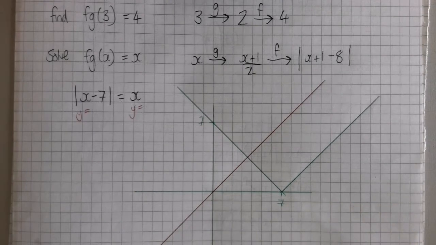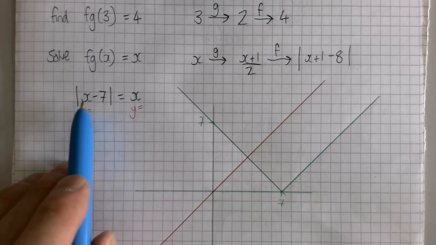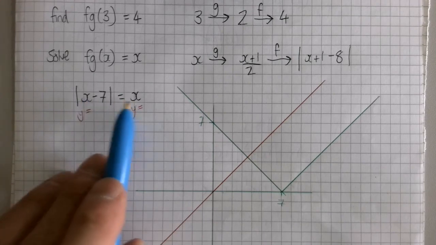Now this emphasises, I think, the importance of doing a sketch, because if you just said, well, I know from last week it's either going to be when x minus 7 equals x, or when minus x plus 7 equals x, and you solved those two equations, you wouldn't have got the right answer, because the issue here is that both lines have got the same gradient.